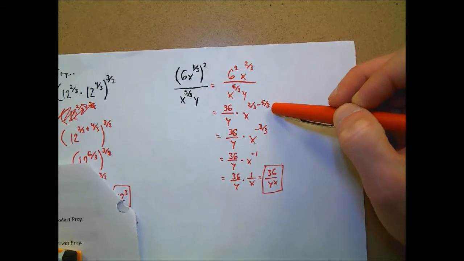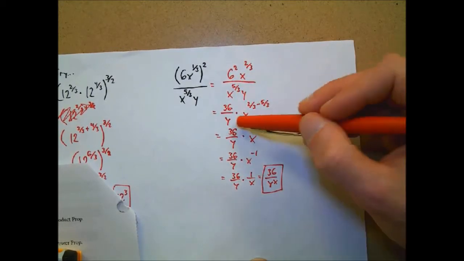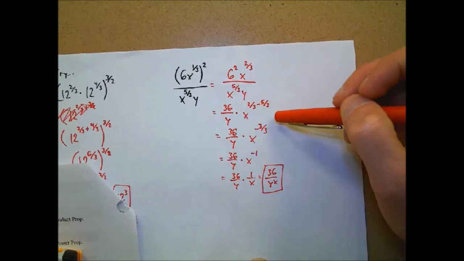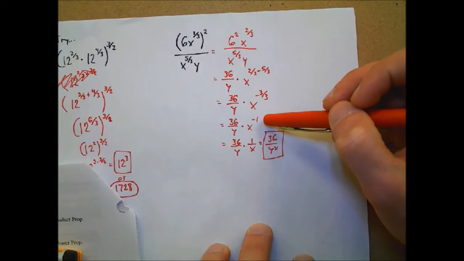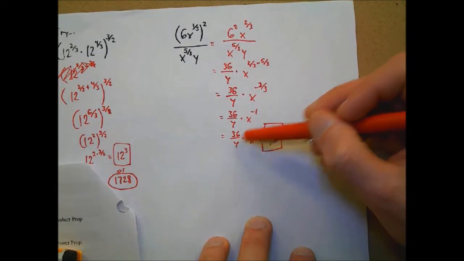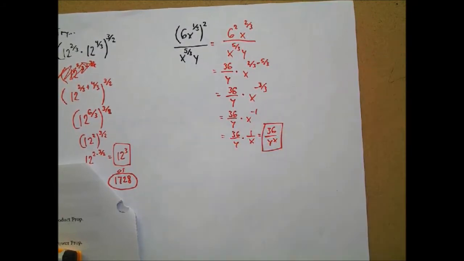Okay? So I took these two things, and I pulled them out of the fraction and just multiplied by x to the power subtracted. All right? 2/3 take away 5/3 is negative 3/3, which is negative 1. And then since I'm multiplying by x to the negative 1, I change that to times 1 over x. And then you can see the x ends up in the denominator there to get the 36 over yx, or xy if you like. So that's the idea there.